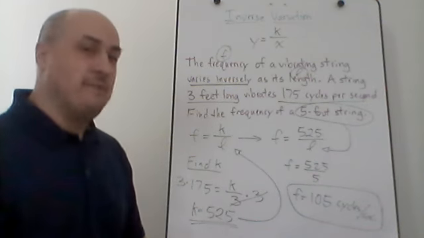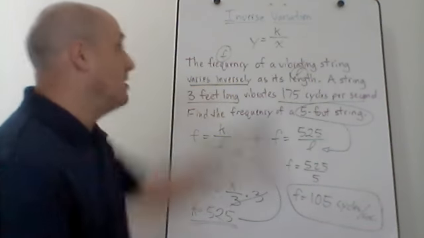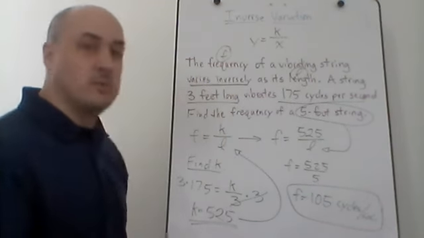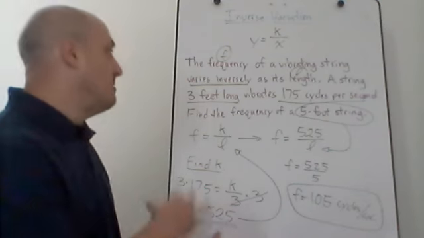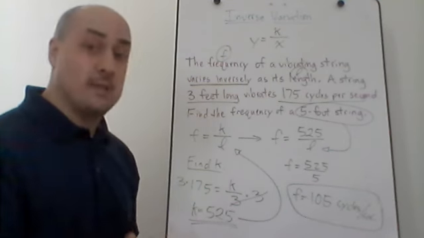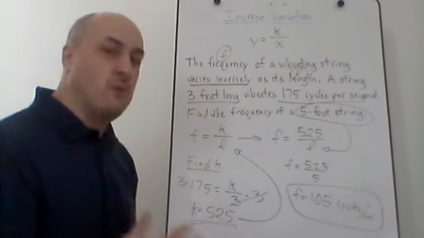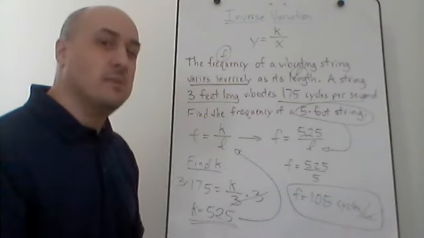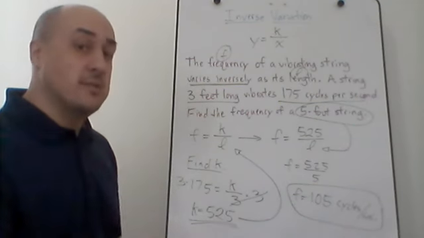The key thing is identifying the type of variation, and then also knowing the different types of formulas, knowing that direct variation is y equals k times x, but inverse variation is y equals k divided by x. If you can get those formulas down, the method for solving these problems is always the same no matter what type of variation you actually have.